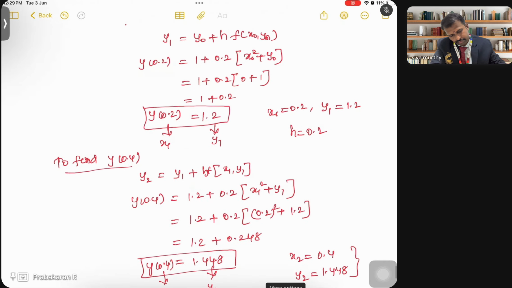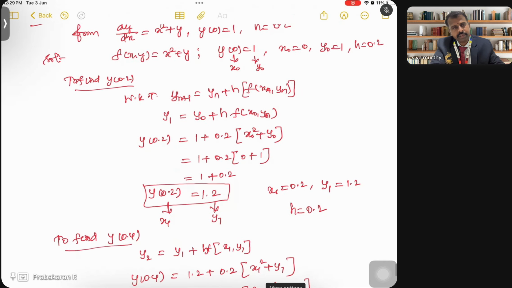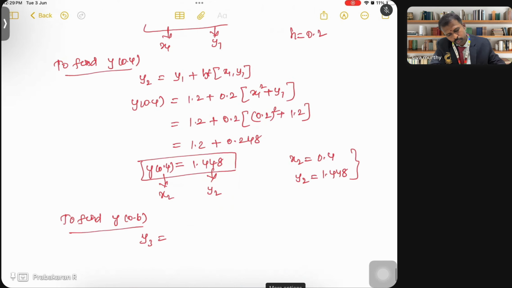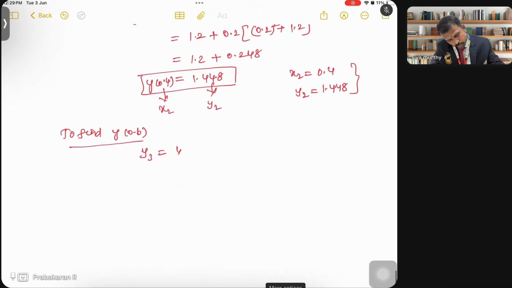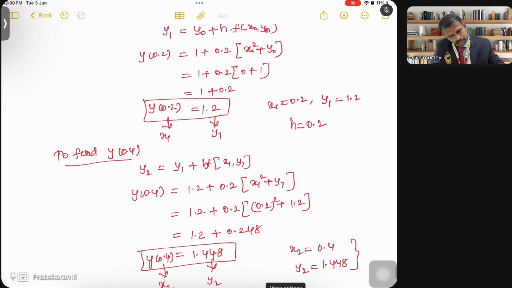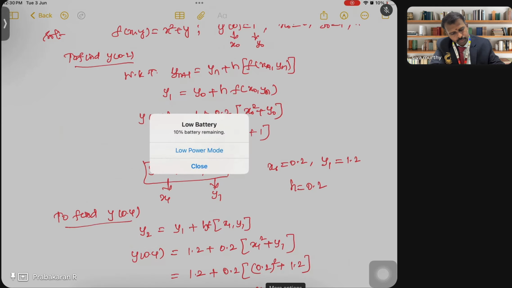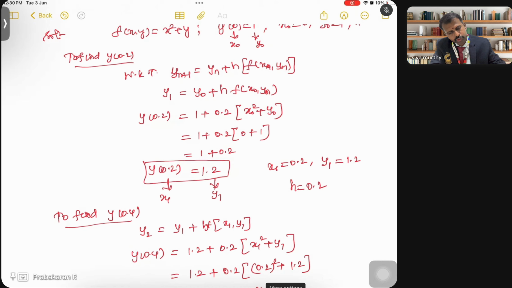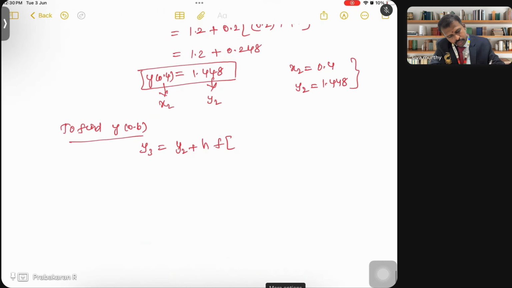See, listen, this is a formula. Put n equal to 2 means we get y3. So y3 equal to y2 plus h f of xn, yn. So put here x2, y2. Put x2 comma y2, right? Good. So this is our formula for y3, right?